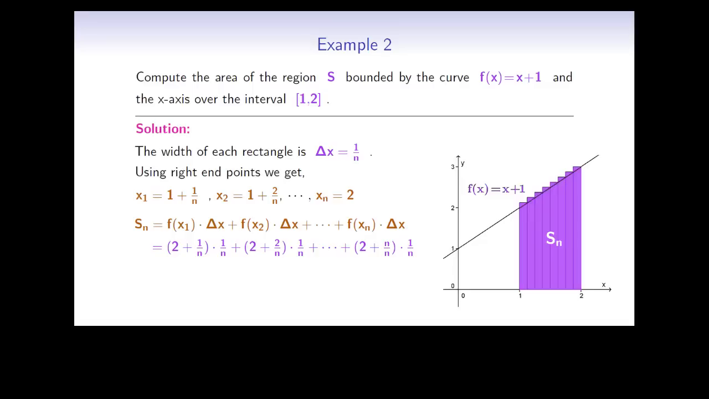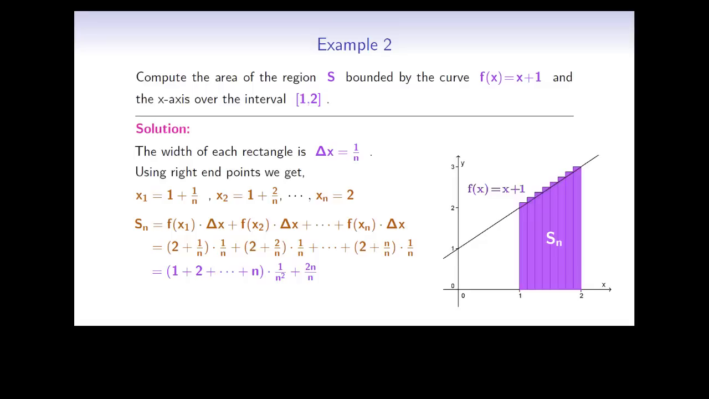When we expand, we will get two types of terms. 2 times 1 over n will be obtained n times, and when we collect these terms, we get 2 over n times n. The other type of terms will be 1 over n squared, 2 over n squared, 3 over n squared, and so on, all the way up to n over n squared. When we collect these terms and factor 1 over n squared, we can write them as 1 plus 2 plus 3 up to n, all of that times 1 over n squared. And that's the expression for Sn.